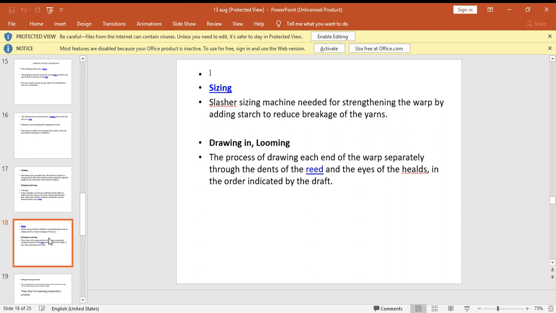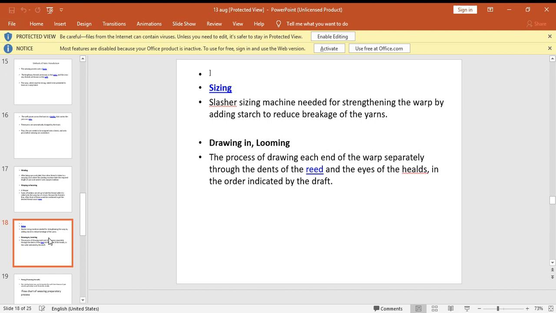And sizing. Sizing is done on a slasher sizing machine, needed for straightening the warp by adding starch to reduce breakage of yarns. Generally it is applied to warp yarn only. By applying starch to the warp yarn, it is going to reduce the breakage of the yarns. So sizing should be done.